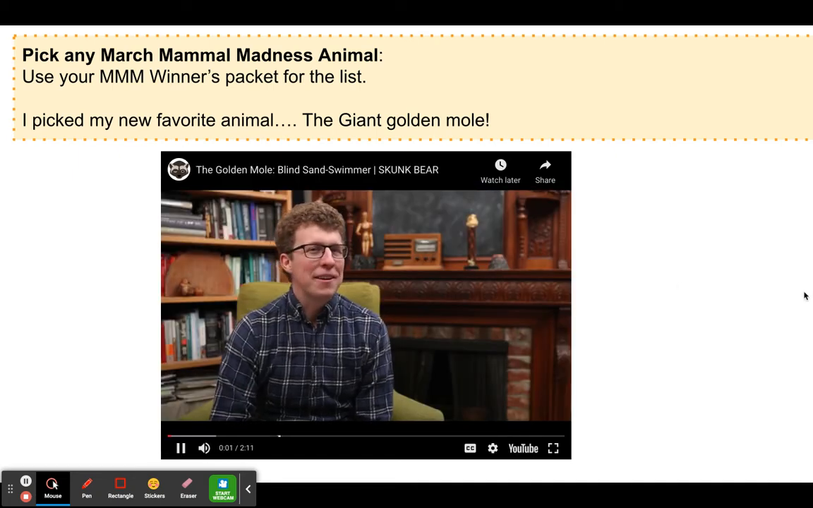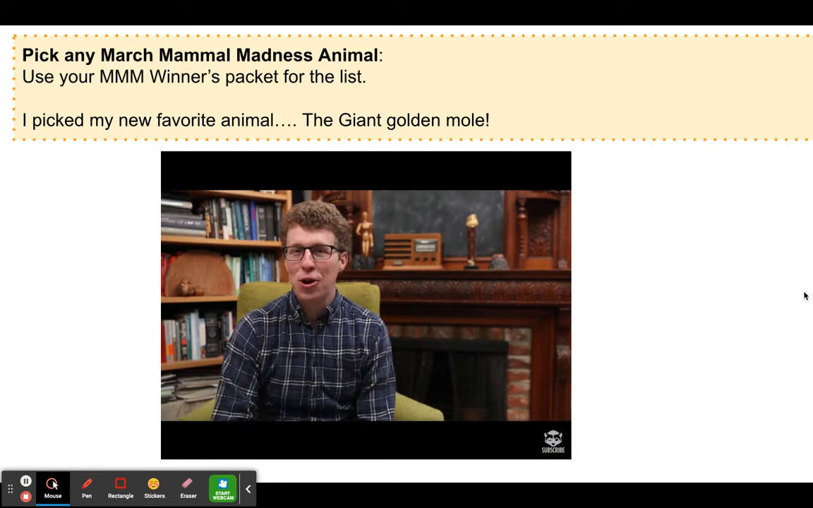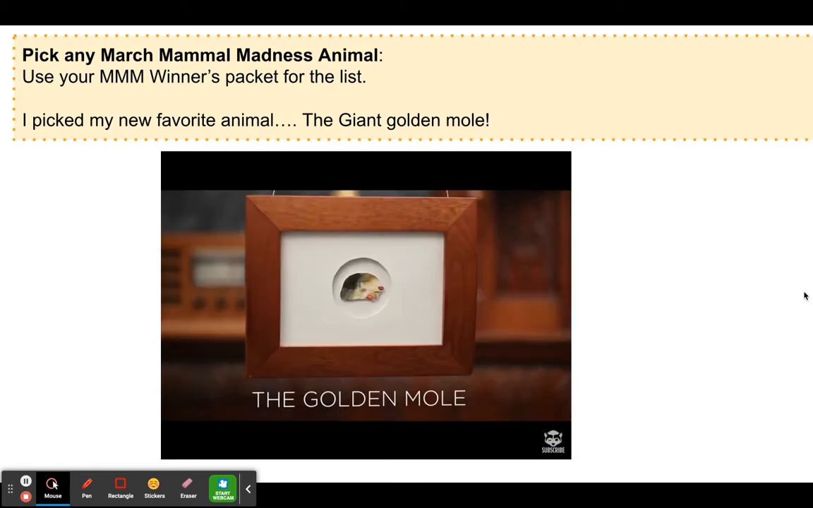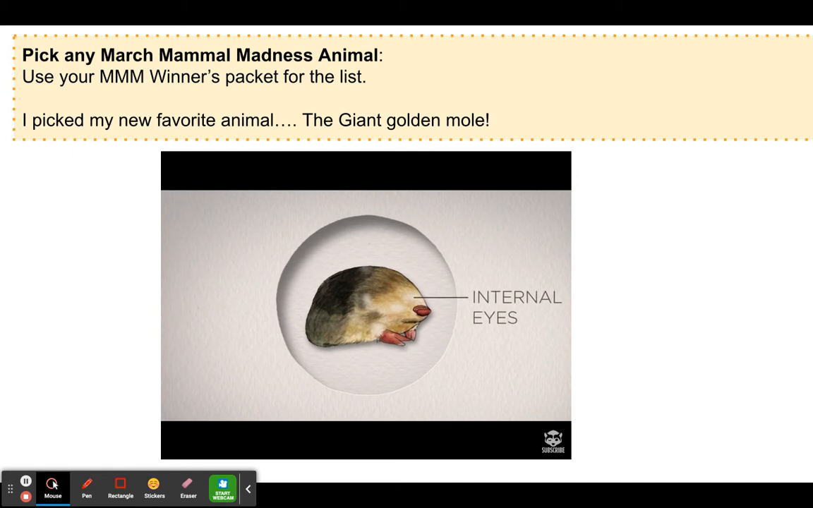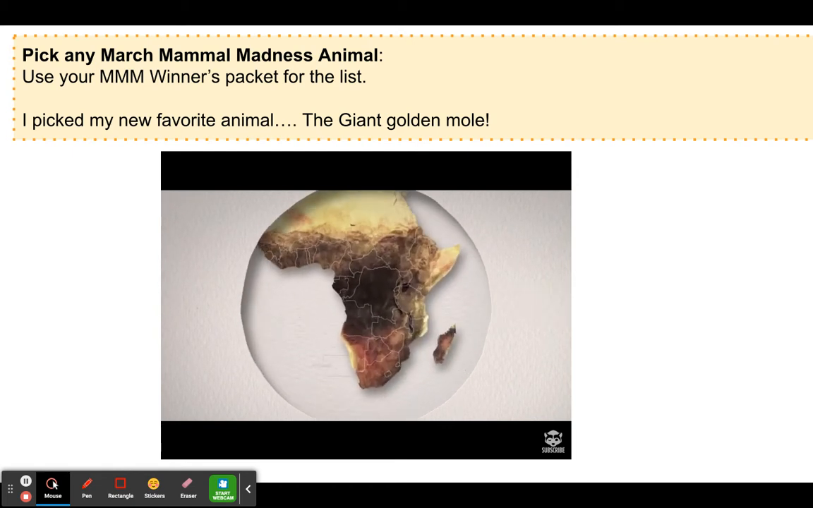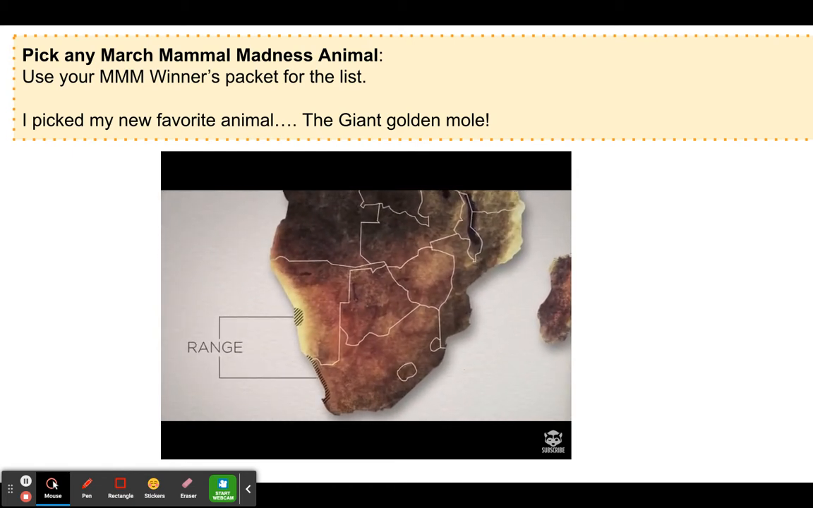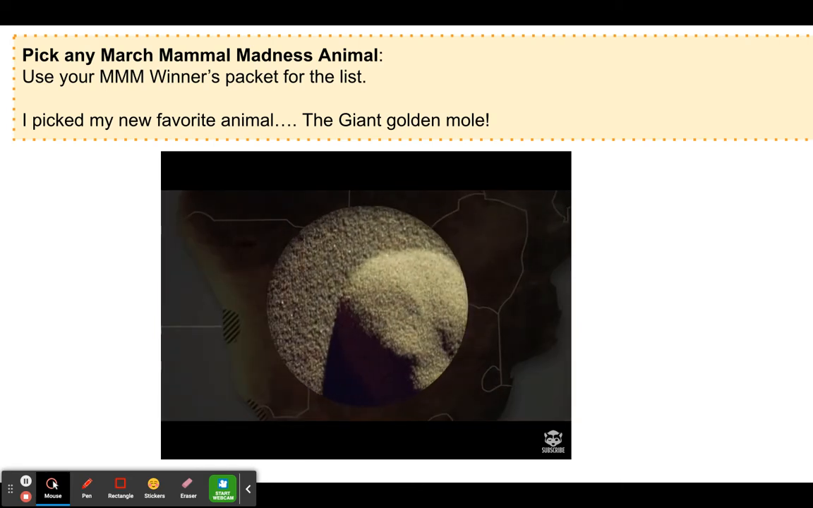I want to tell you about an extremely strange little animal called the golden mole. It's blind. Its eyes are completely covered with skin and fur. It lives in the deserts of southern Africa, where it swims through the sand.